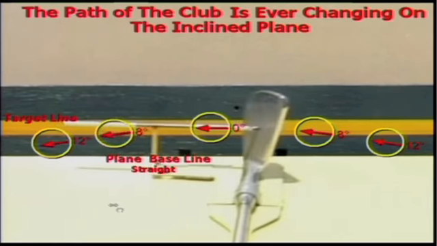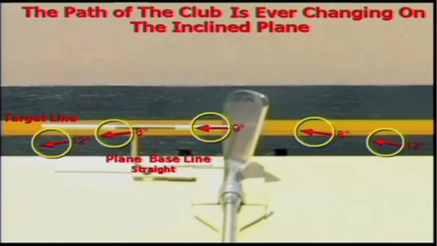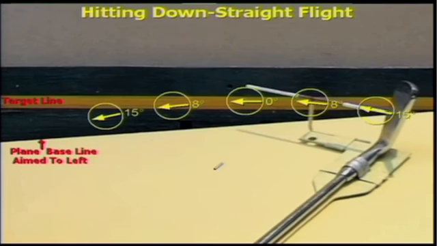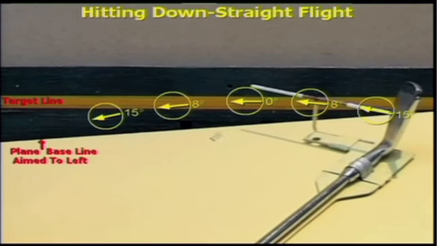However, when we hit an iron, we want to hit down on it, and this won't work. So how do we do that? As Rob did on video, now here's the inclined plane, and the base of the inclined plane you can see is aimed to the left of the target, and the target line being straight ahead.